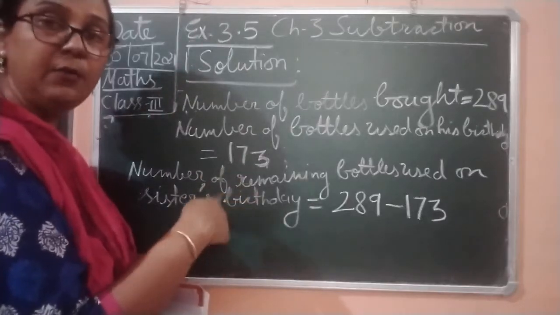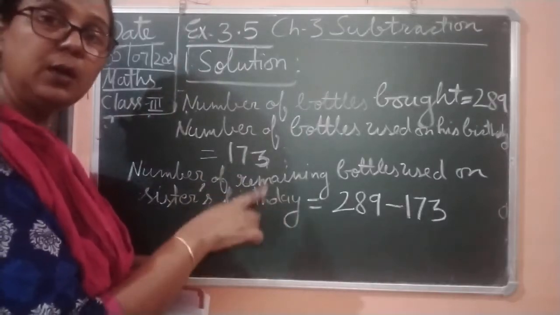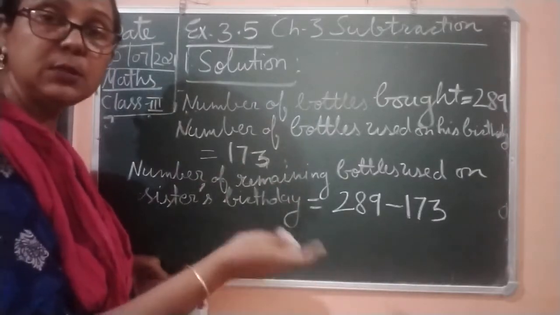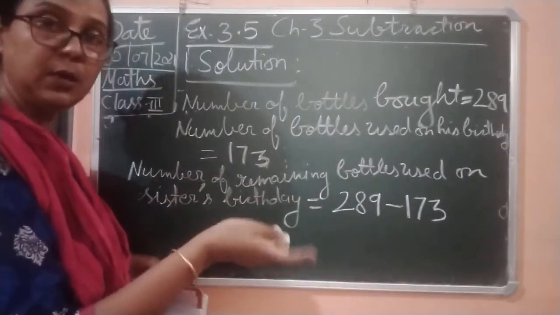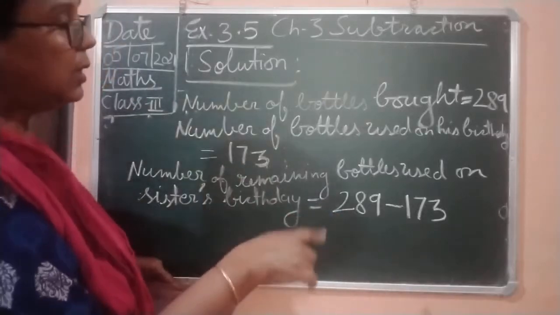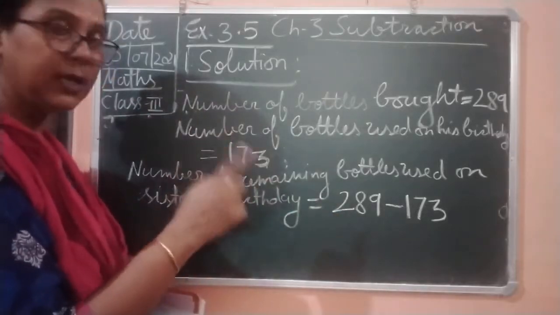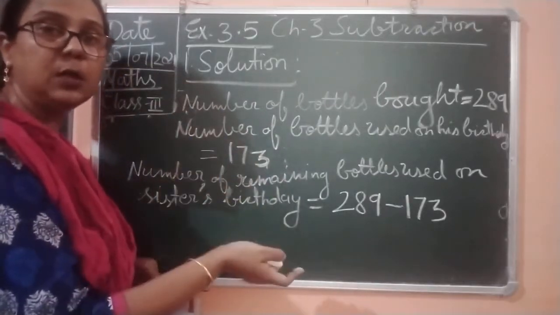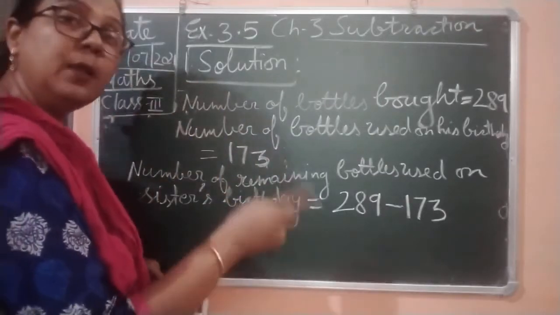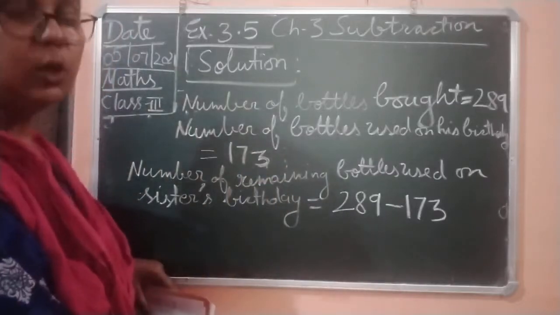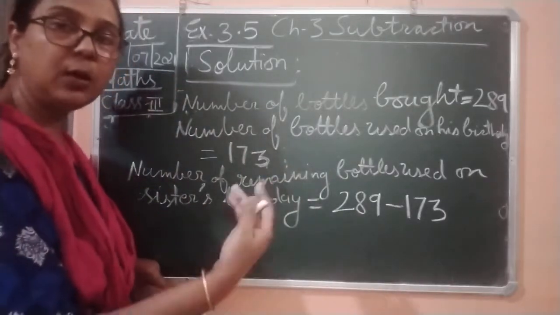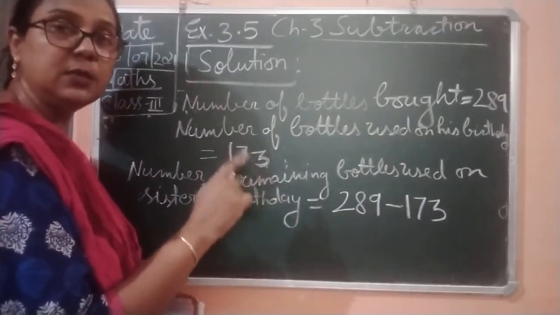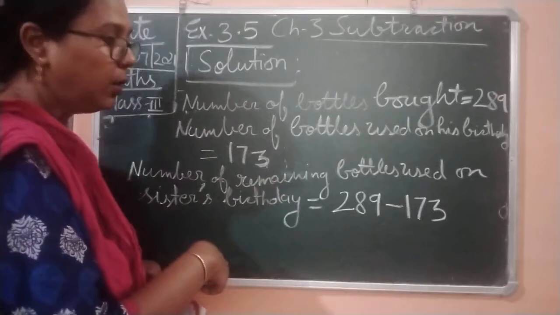birthday, and remaining bottles were used on his sister's birthday. So how many bottles were used on her sister's birthday? क्वेश्चन यही है आपका कि इतनी बॉटल उसने खरीदी और इतनी बॉटल उसने अपने बर्थडे पे इस्तेमाल करी, और जो रिमेनिंग बॉटल्स थी वो उसने अपनी सिस्टर के बर्थडे पे इस्तेमाल करी. तो अब क्वेश्चन है कि how many bottles were used on his sister's birthday. Okay, it is so simple.